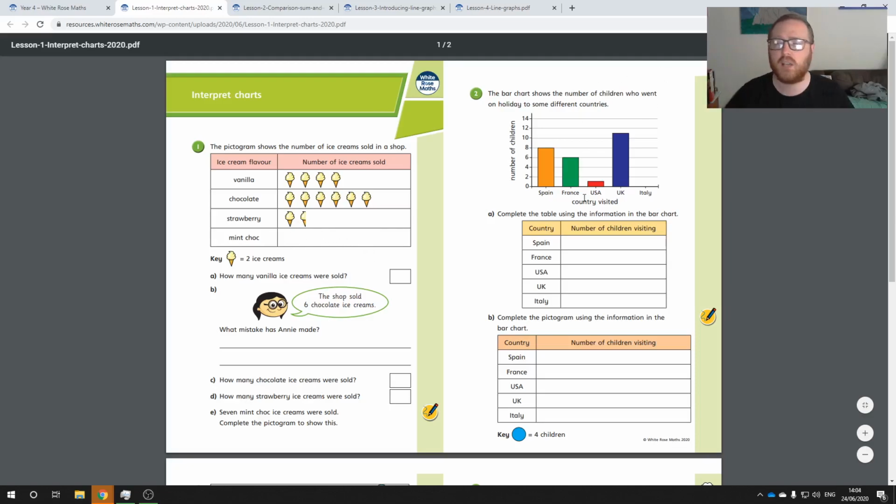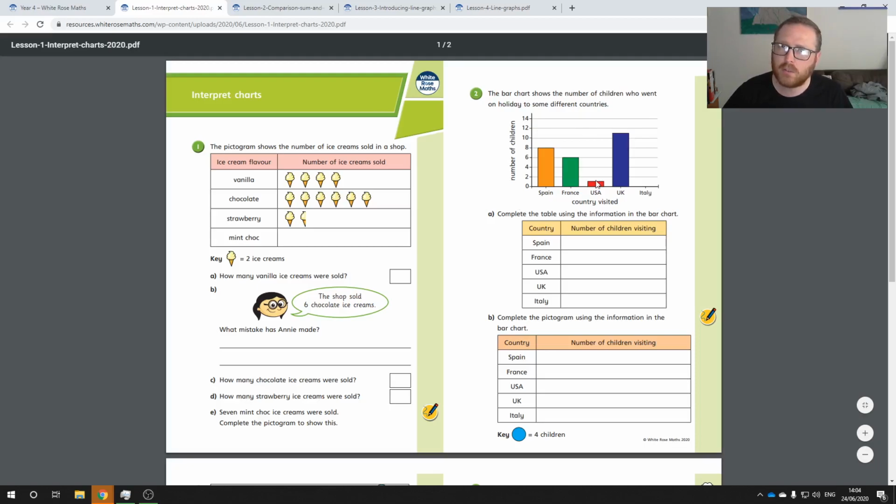Right, second type of chart is a bar chart. And bar charts are usually used to represent numbers of things, countable kind of things. And this one shows children who went on holiday to some different countries. And you can see that, well, apparently no one went to Italy, which is quite sad. But lots of people went on UK holidays, which is great.